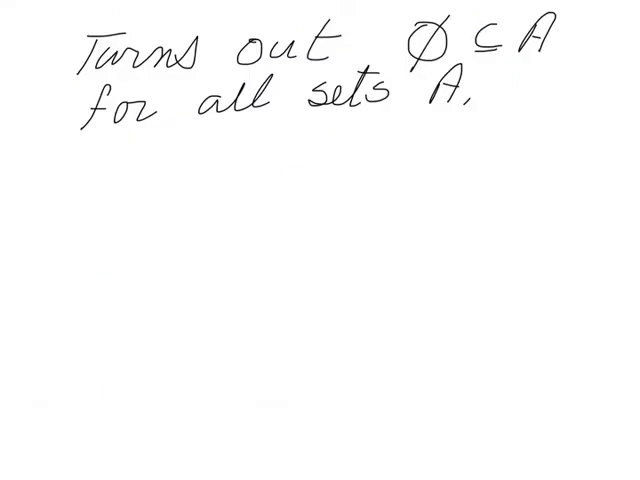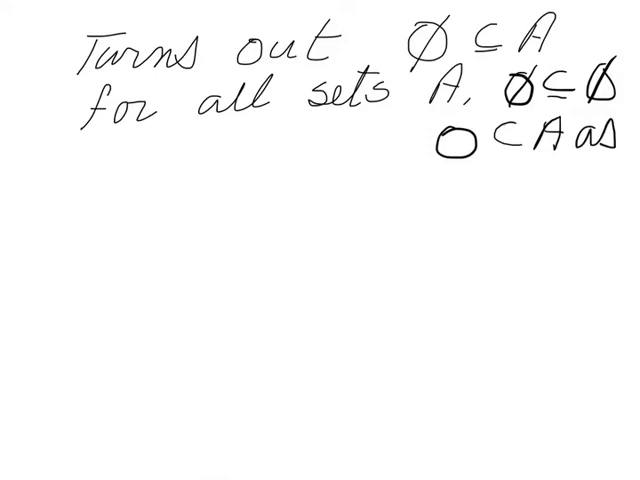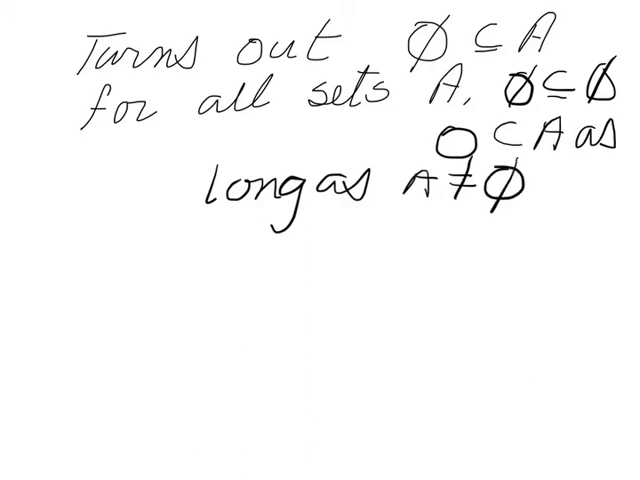So real quickly, before I give you a couple of examples, it turns out that the empty set is a subset of A for all sets A. In general, except for the empty set, where the empty set is still a subset of itself, the empty set is actually a proper subset of A as long as A is not the empty set. Then the empty set will always be just a proper subset. Okay, you have to remember this.